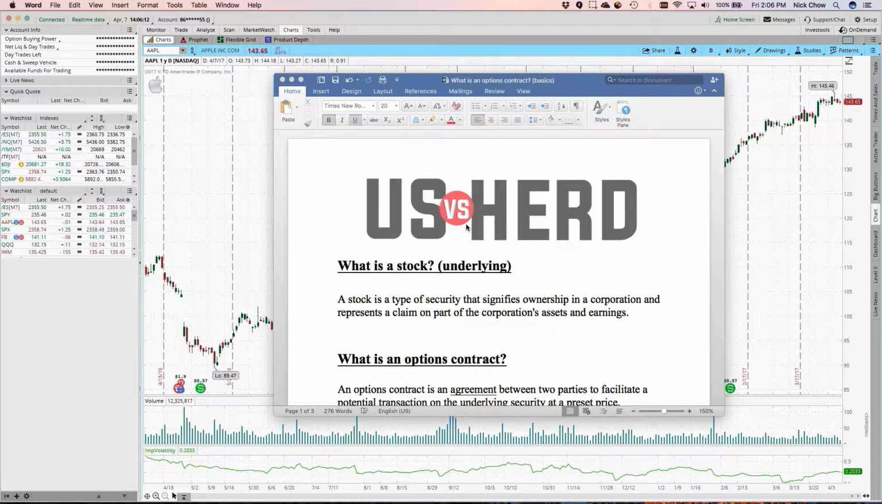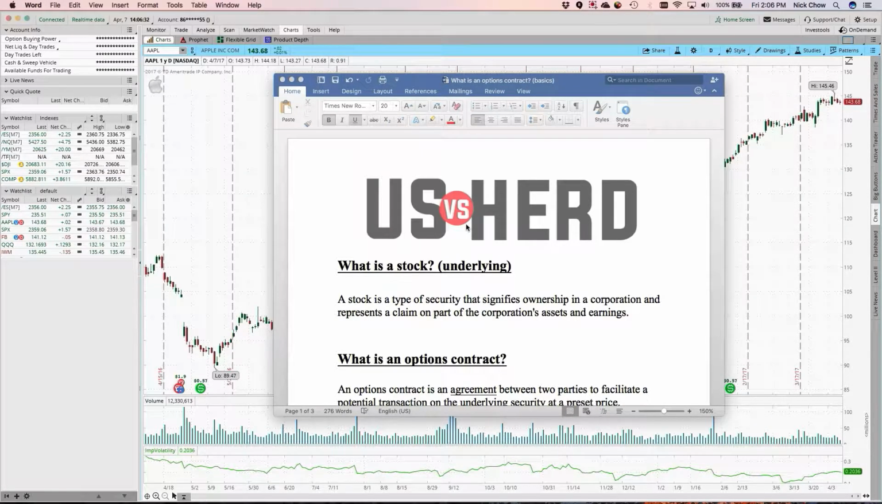Today we're going to be going over an introduction to options. What are options? What can you do with them? Why would you want to trade them? Here at Us versus Herd, we primarily trade options. It's rare that we purchase stock. Sometimes we trade futures, but mostly what we do here is trading options contracts.